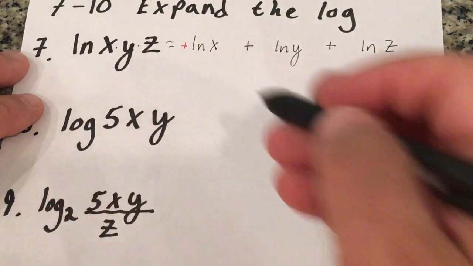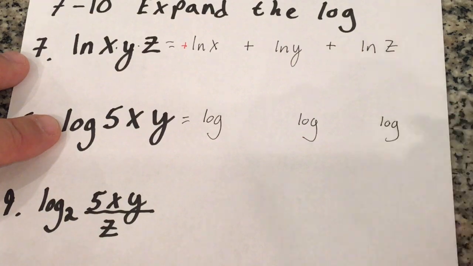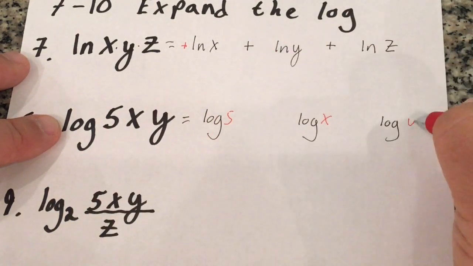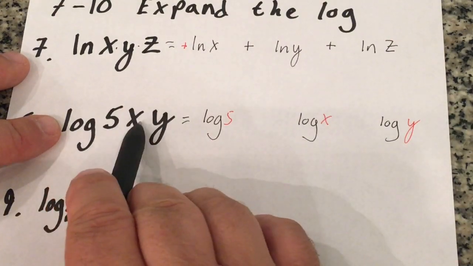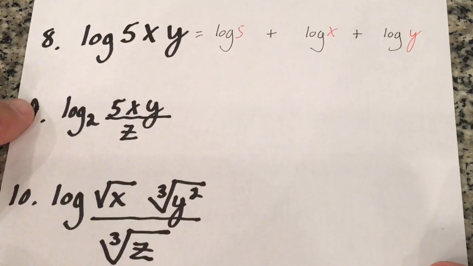Notice I have 3 items, 5xy, so I'm going to write the word log 3 times. Log, log, log. 5xy. And notice again, I'm multiplying everything, so they each get a plus sign. A log base 2, a 5xy divided by z.